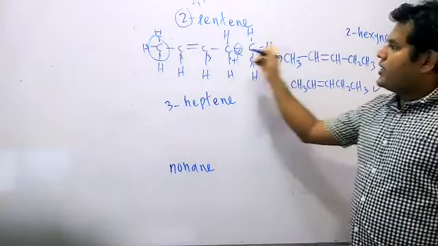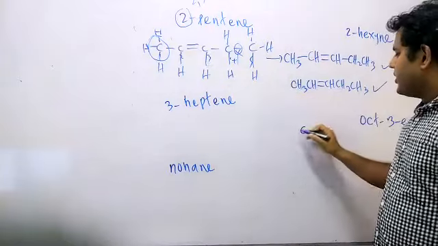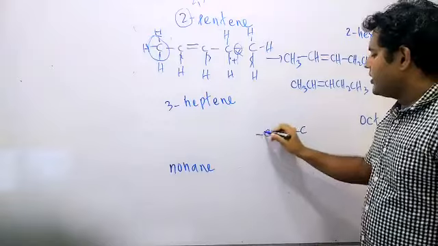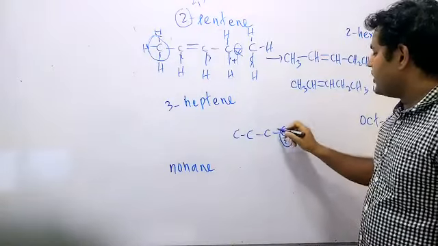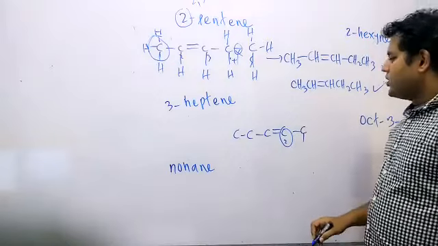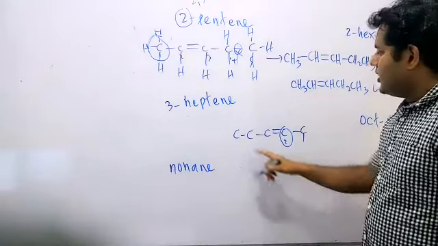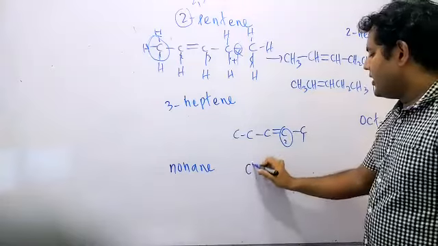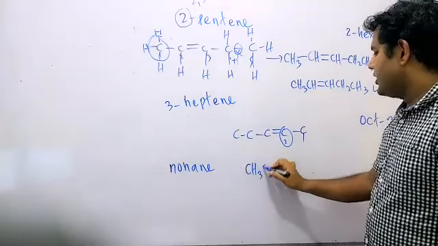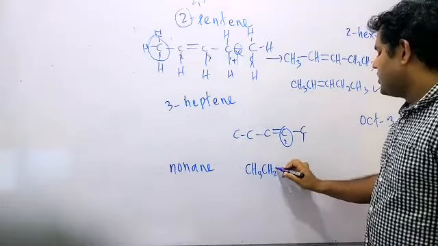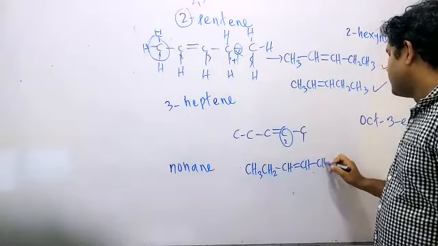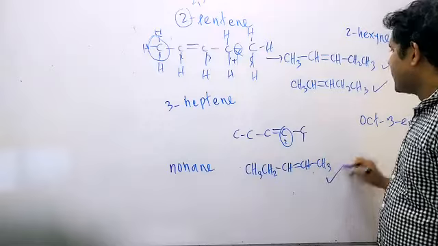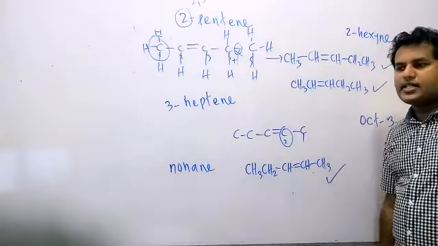And then if you are numbering in this way, let's think you are getting 5 carbons: 1, 2, 3, 4, 5. If you number in this way, you get the double bond of 2-pentene between 2 and 3. So how do you complete the structure? You have to put 3 hydrogens, and then you will get this compound: CH3, CH2, CH, double bond, CH, CH3. Both are correct. See whether you have taken these answers.